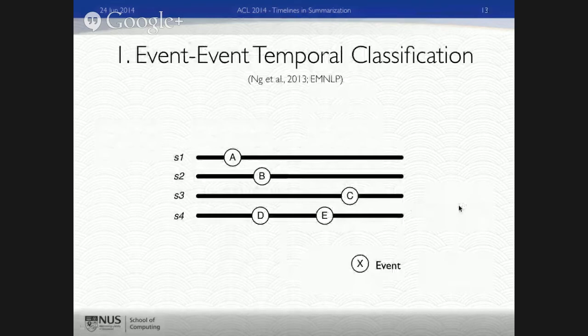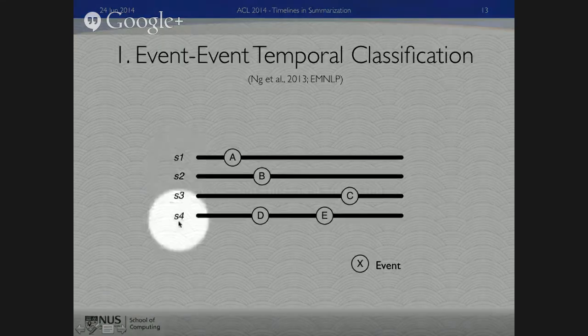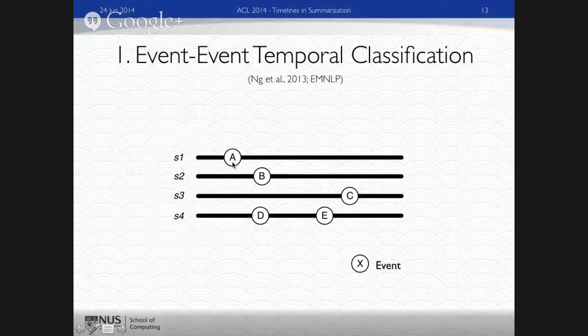So event temporal classification, this was described in an earlier paper in EMNLP last year by Jinping. And basically what it does is we're looking at individual sentences in an article. So here we have S1 through S4, 4 sentences, and we're trying to find predicates, verb predicates, and then try to describe how they are related to each other in terms of time. And this is a very simplified version of time relationships that only take into account before, after, and overlap. So it's not as complicated as Allen's time interval algebra.